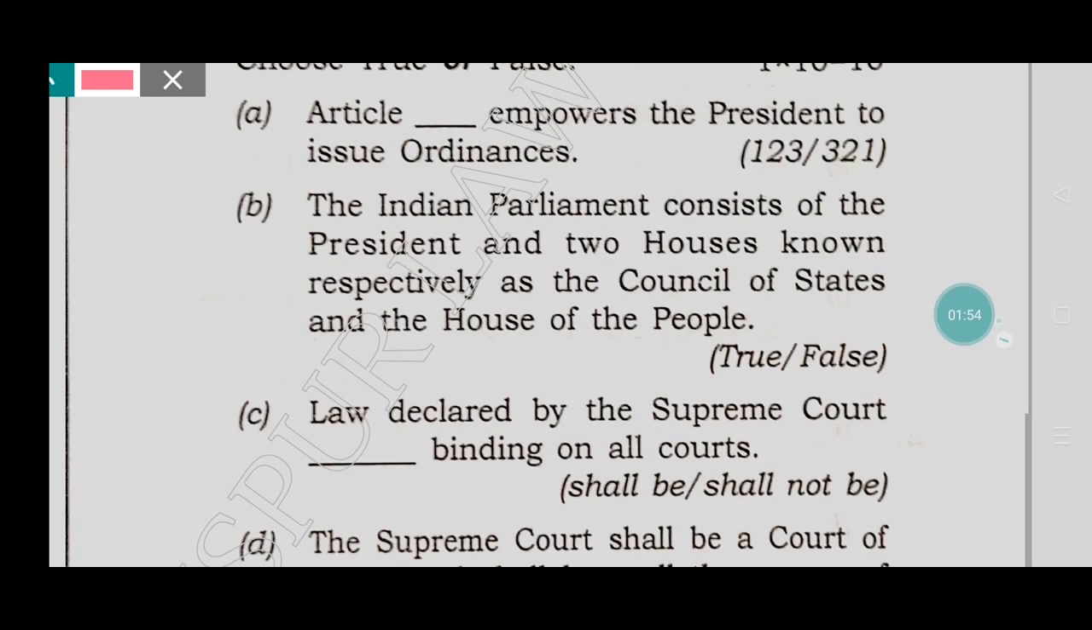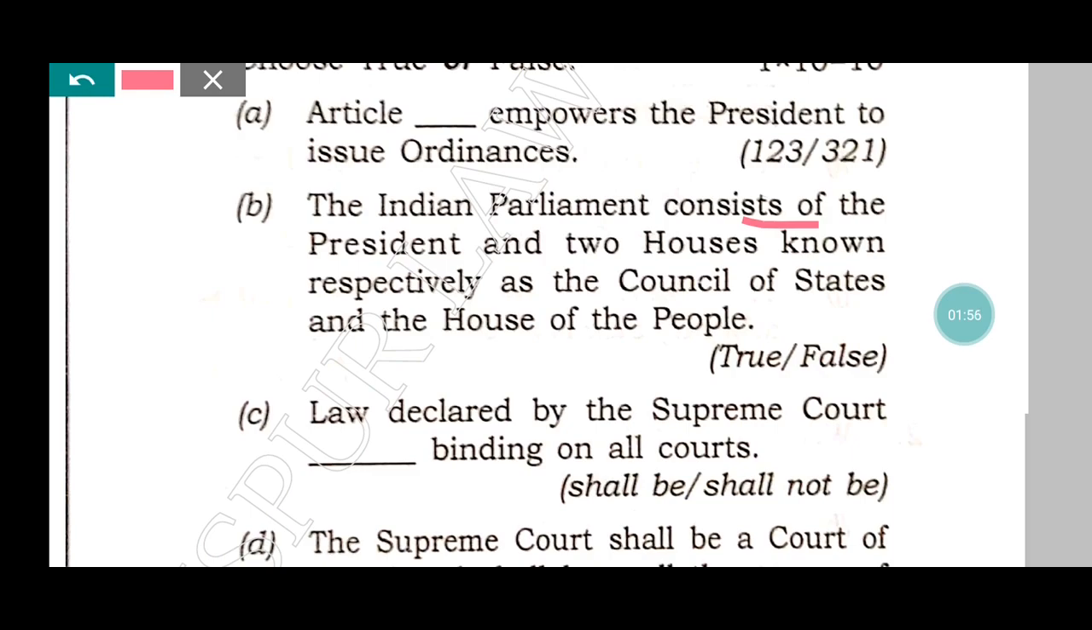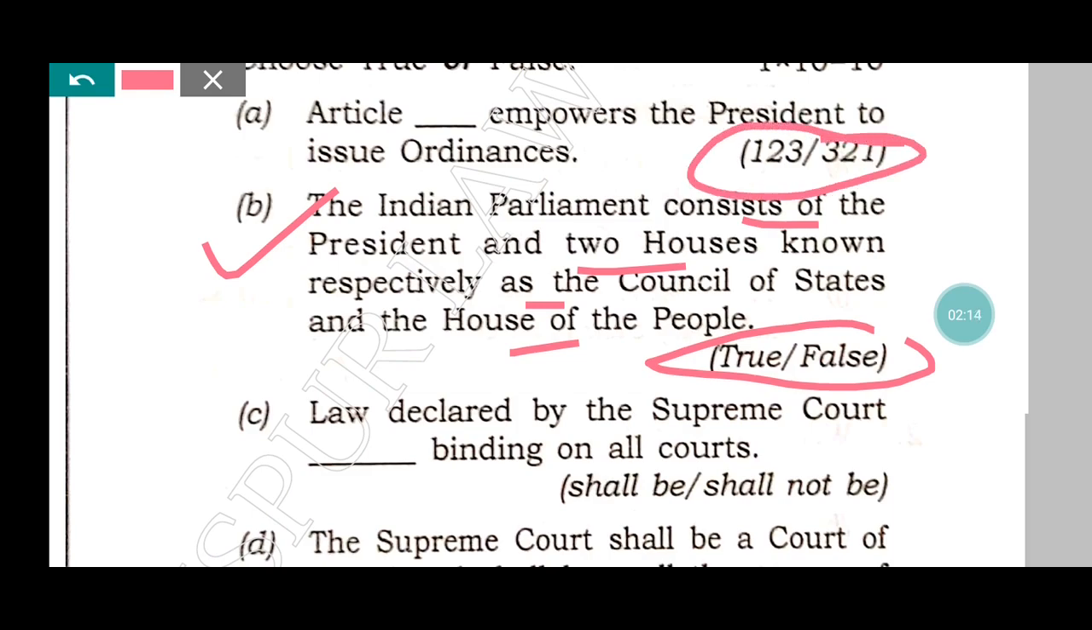Now look at question number B. The Indian Parliament consists of the president and two houses known respectively as the Council of States and the House of the People. So is it true or false? There might be some statements which are true or false, which you will have to identify, or there might be some questions which ask you to select the correct answer from the given options. So let's look at this question.